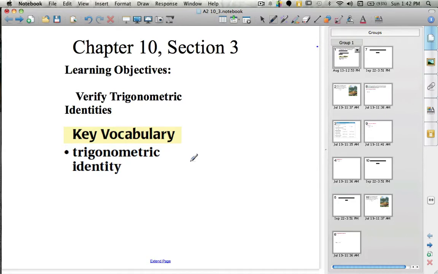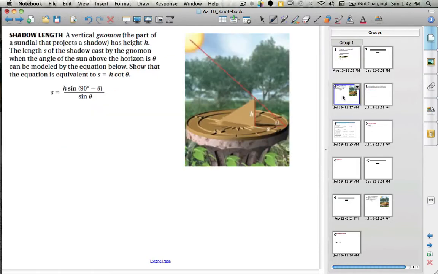A trigonometric identity is an identity that is true for all circumstances. So it would be different from an equation, which is true under a specific circumstance, but a trigonometric identity is always true. So we'll talk about the difference between those in a little bit.